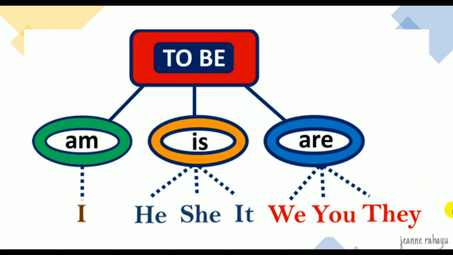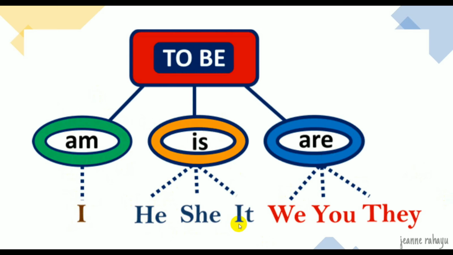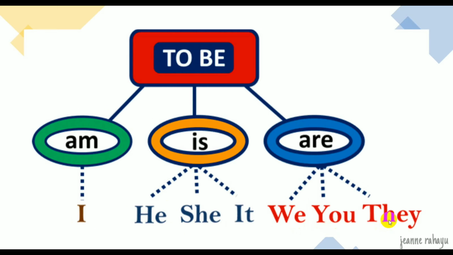Okay, review. To be in present tense has three words: am, is, and are. Am is always followed by I. Is is followed by he, she, and it. Are is followed by we, you, and they.